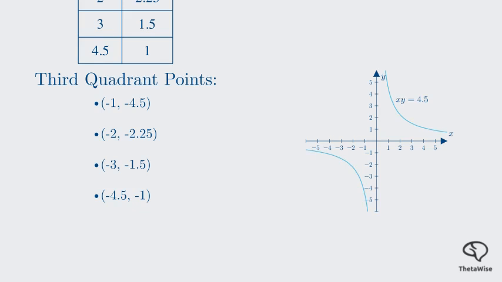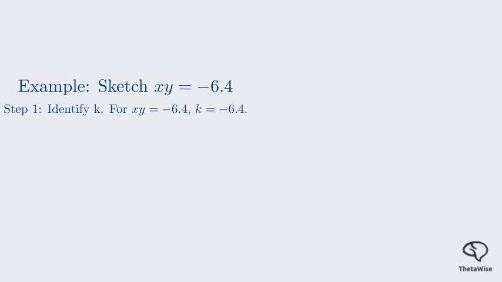As you can see, the method is robust and works for any non-zero constant k. Let's work through a final example to make sure we are comfortable with the process, this time with a negative constant that is not an integer. For our last example, let's sketch the graph of xy equals negative 6.4. As always, we'll start by analyzing the constant k. This will tell us the location of the graph. Our constant k is negative 6.4. Because k is negative, we know the graph will be in the second and fourth quadrants. So we are looking for two branches, one in quadrant 2 and one in quadrant 4.